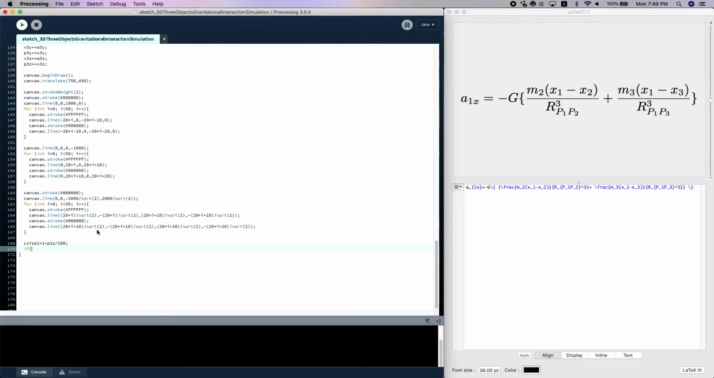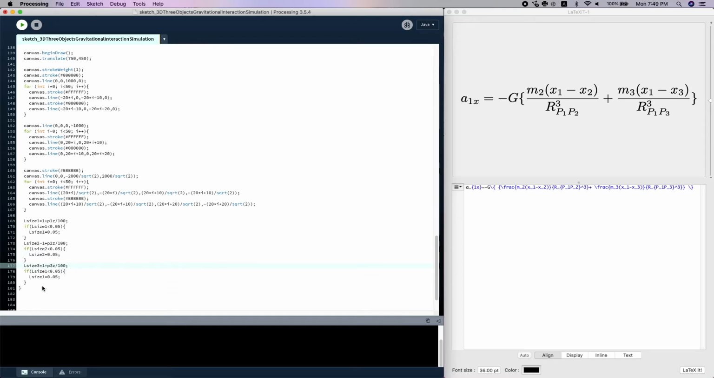And then if L size is smaller than 0.05, that's going to be our limit, so I'm going to get that equal to just 0.05. And yeah, L size 1, of course. Yep, and then we do the same thing for L size 2 and L size 3. So L size 2 is 1 plus L2z, and L size 3 is 1 plus L3z, and the same thing.